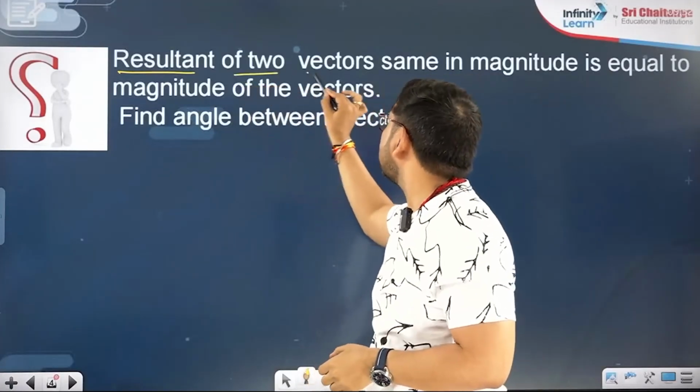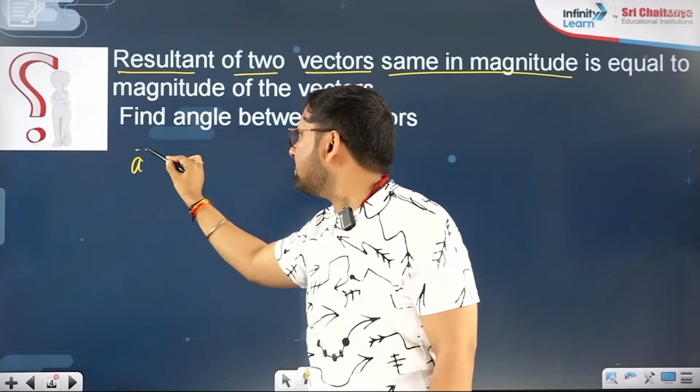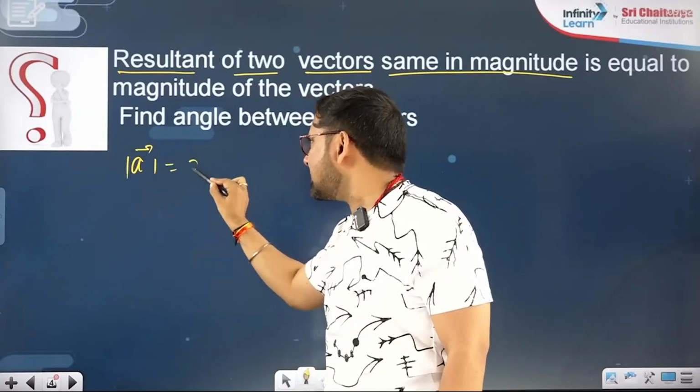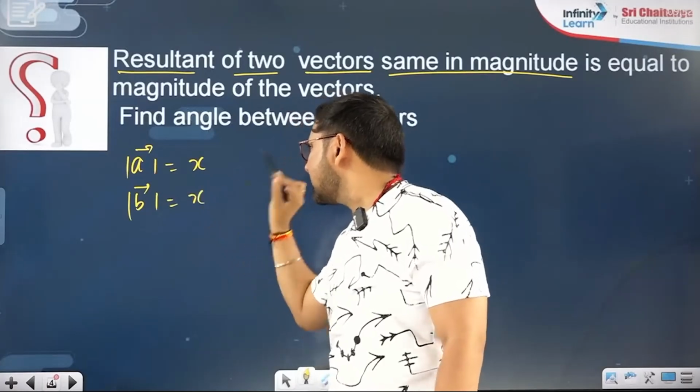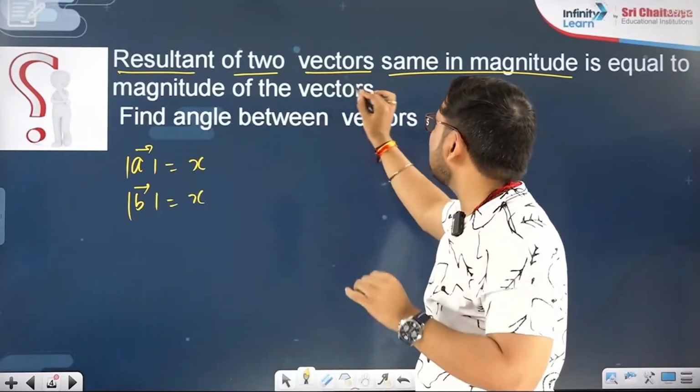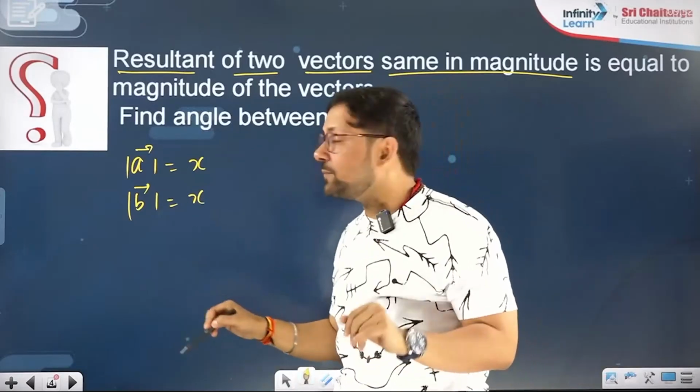Resultant of two vectors same in magnitude. My vector A magnitude I am taking as x. My vector B magnitude I am taking as x. Because my question is saying the resultant of two vectors same in magnitude. I have two vectors same in magnitude.